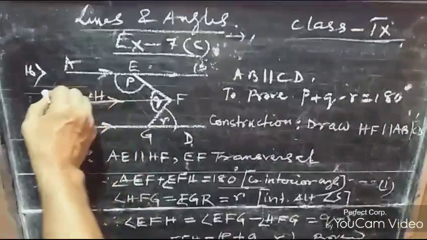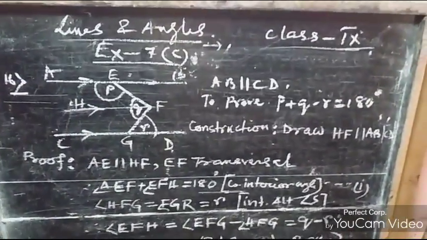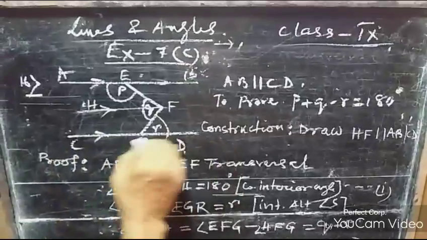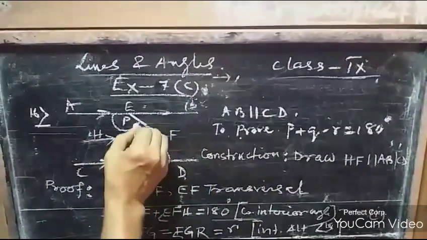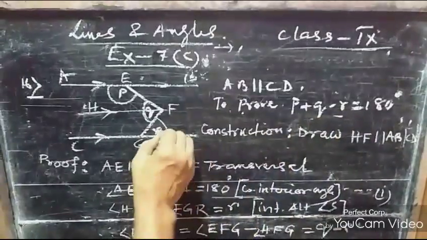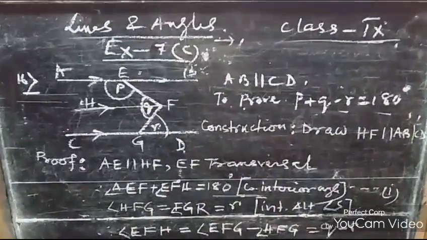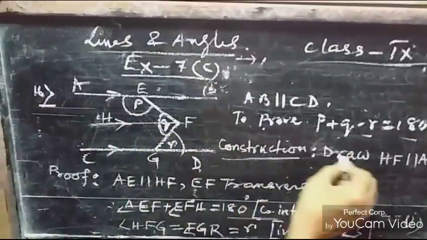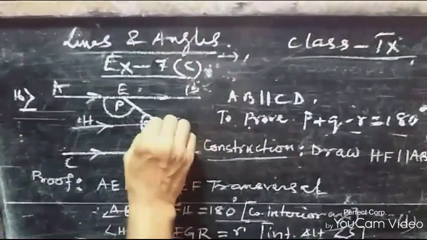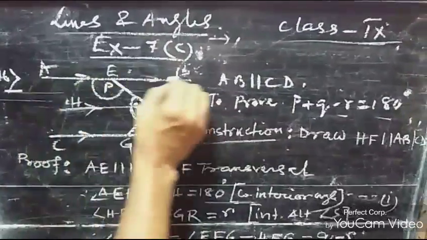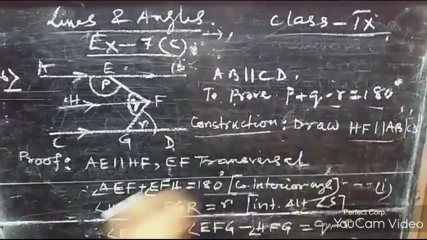Let's start. Number 16, the figure is given. AB is parallel to CD. We need to prove that angle P plus angle Q minus R equals 180. So a little bit of construction is required. Just draw, through point F, one line parallel to AB or CD.